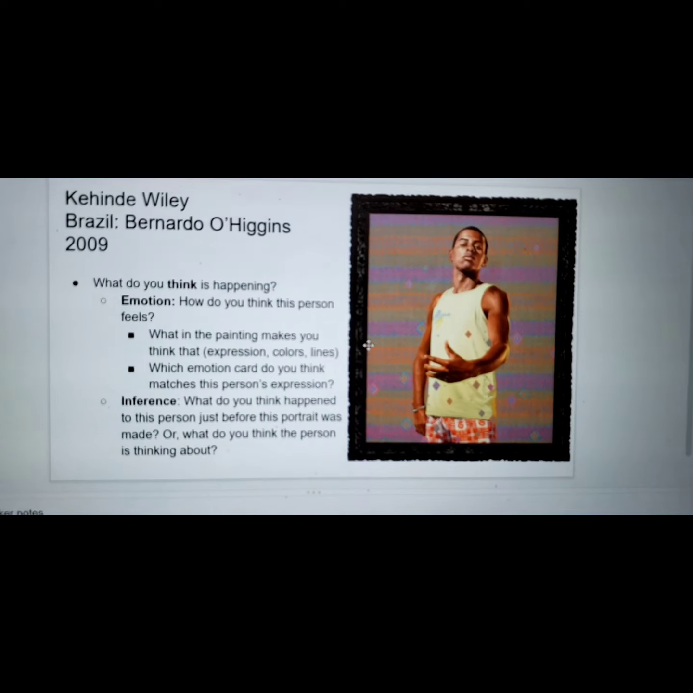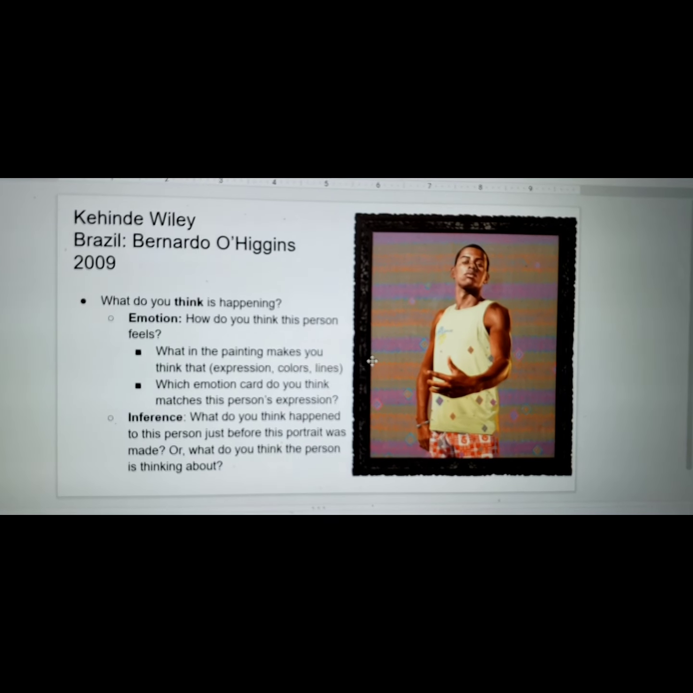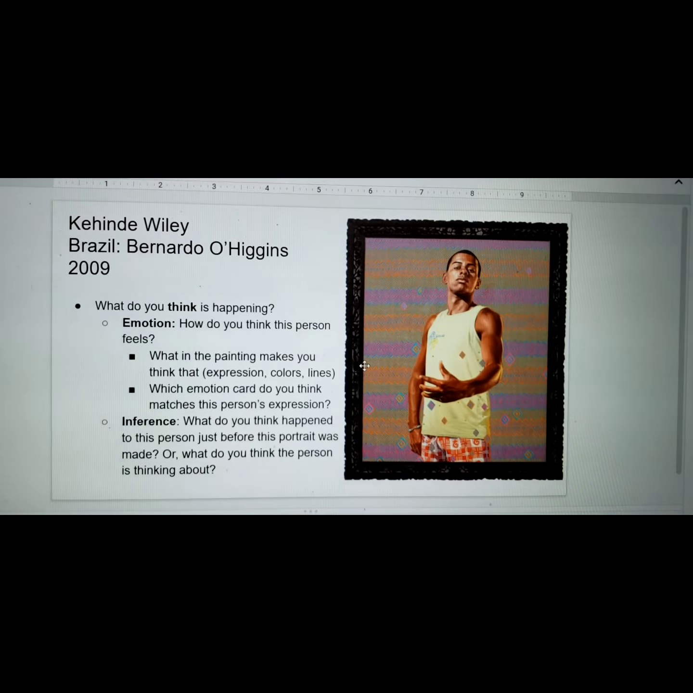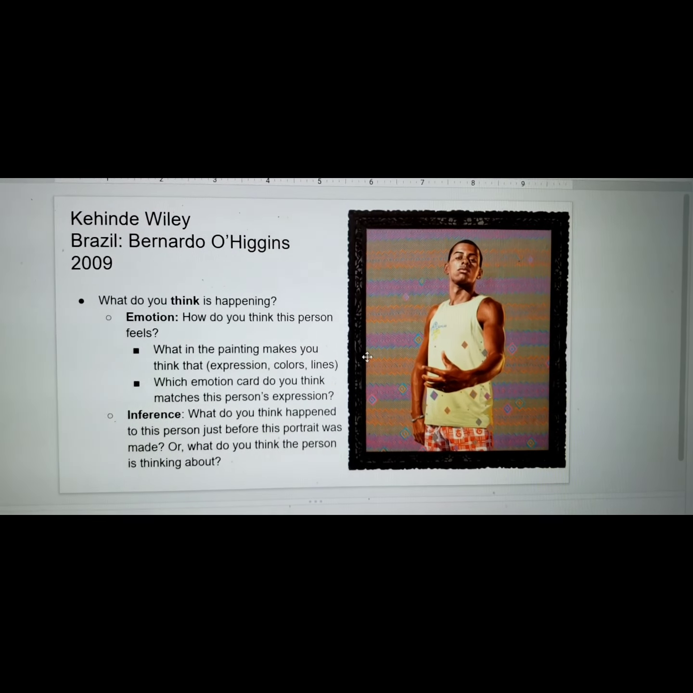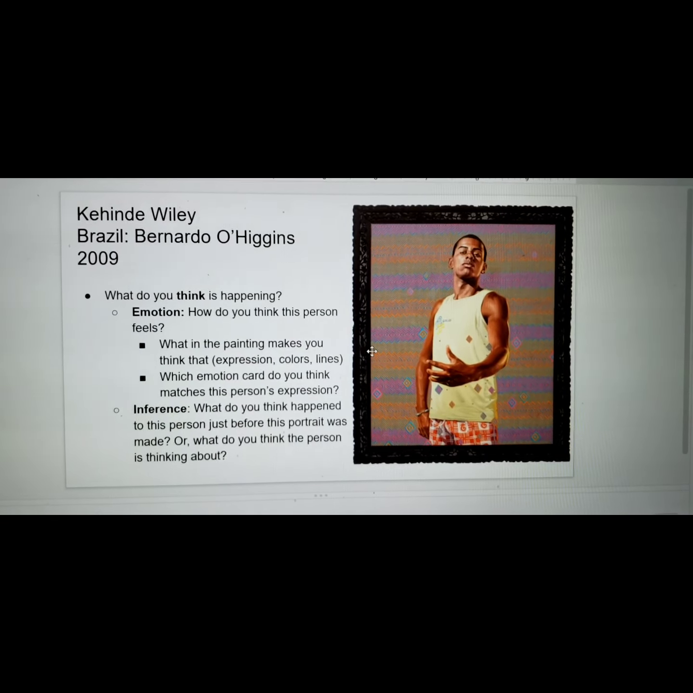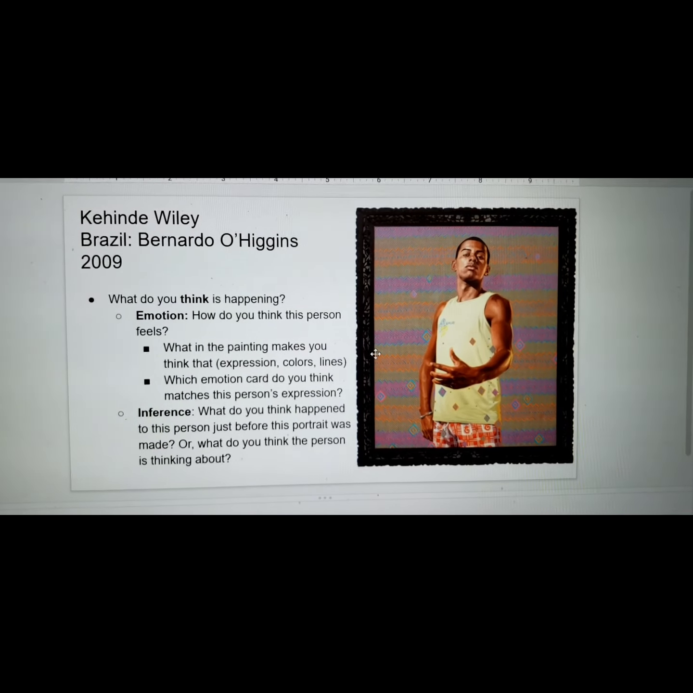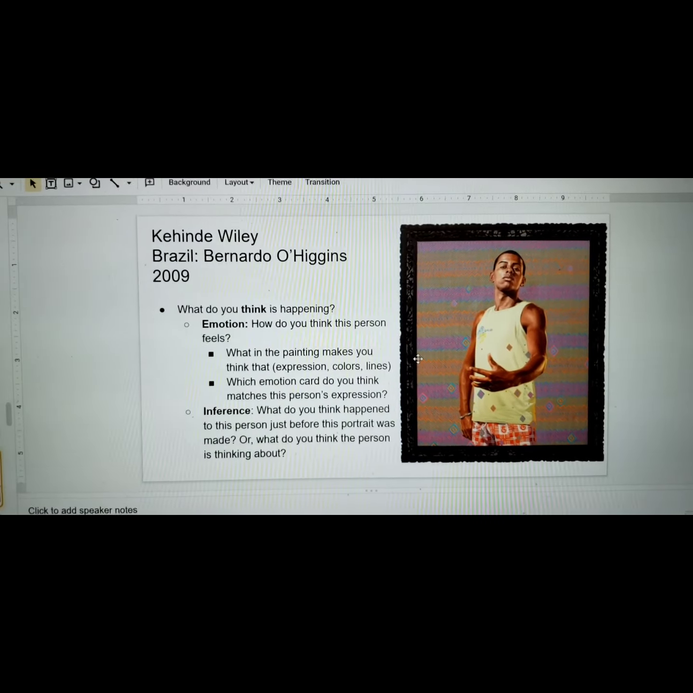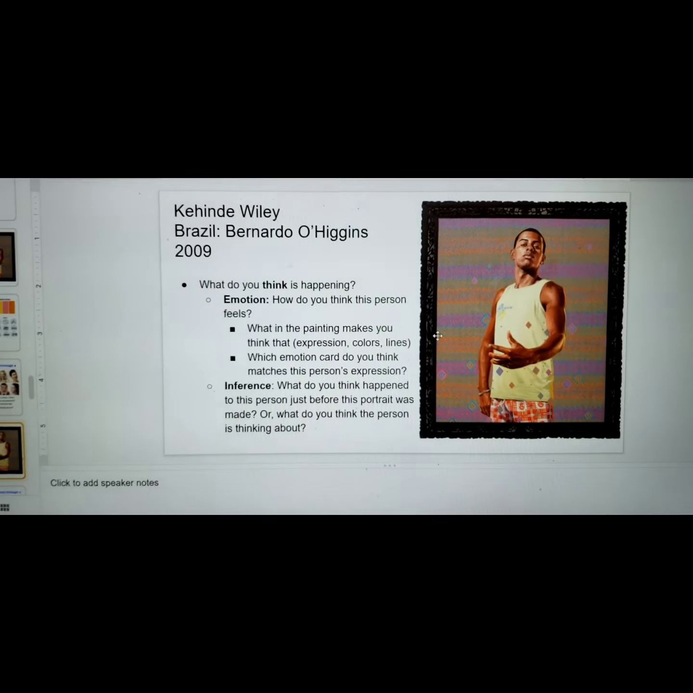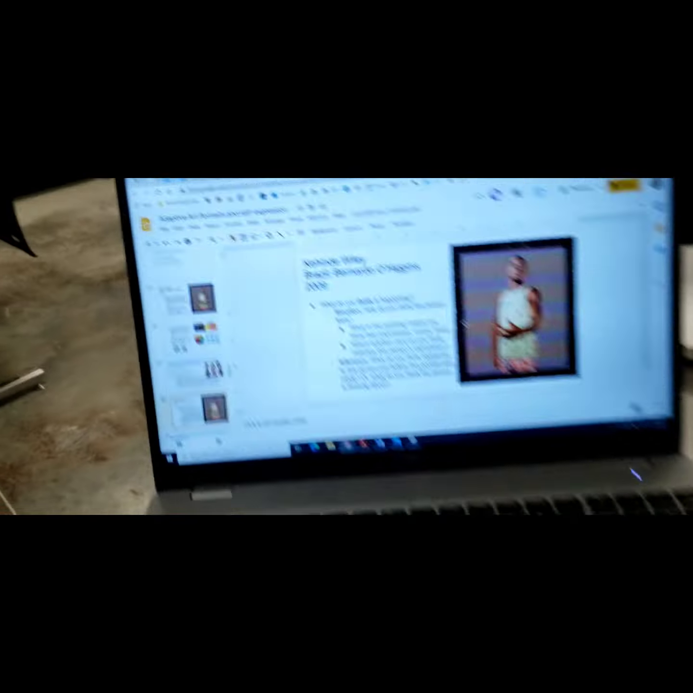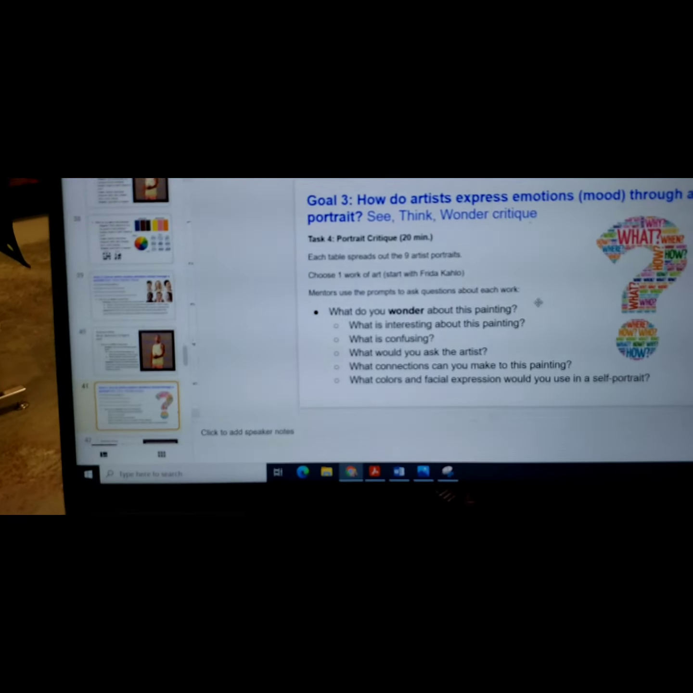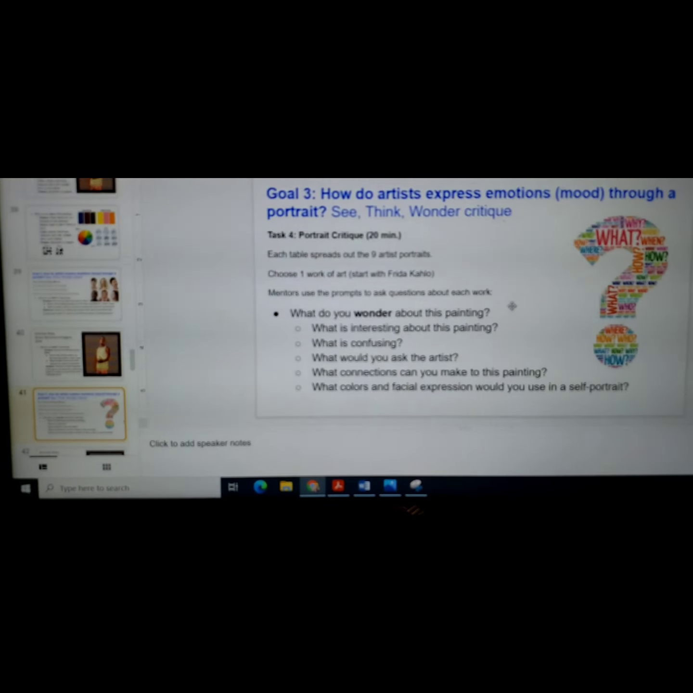Inferences. What do you think happened to this person just before this portrait was made? You're going to have to think through these as well. Or what do you think the person is thinking about? So these are kind of more difficult, higher level questions, but do your best to try to go through those as well. We will start with Kehinde Wiley, and then you guys will go on your own to go through the rest of these.